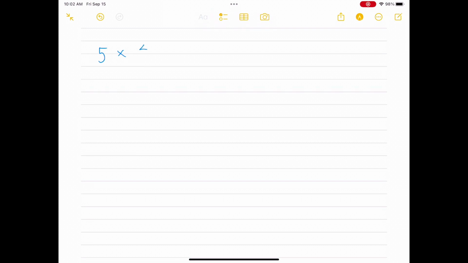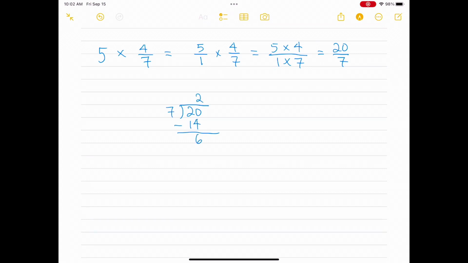5 times 4/7 can be rewritten as 5/1 times 4/7. Now I am ready to multiply across. So the numerator becomes 5 times 4, and the denominator is 1 times 7, which gives us 20/7. 20/7 is the same as 20 divided by 7, and I do the math on the side, giving me 2 and 6/7. So I rewrite that answer on top next to the equation, and I box my answer.